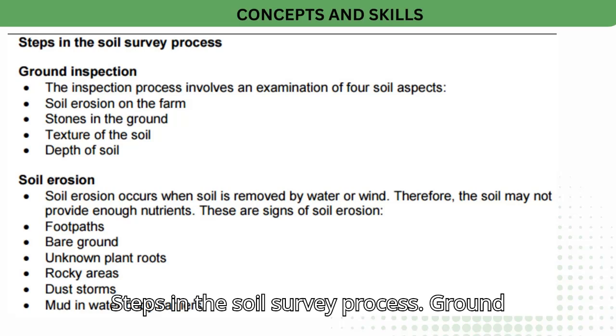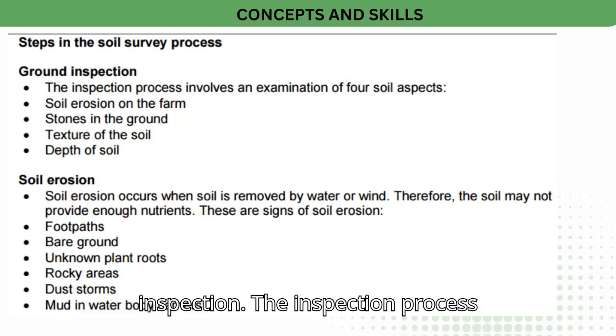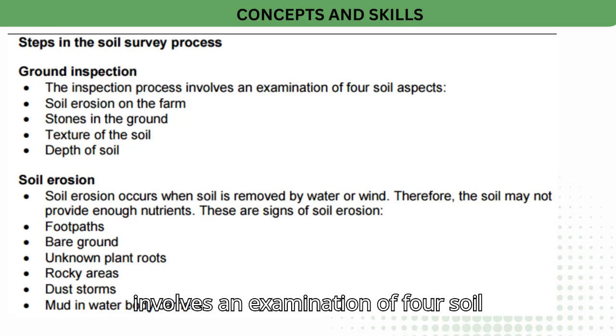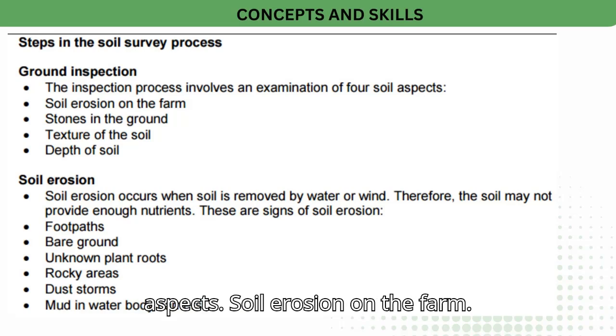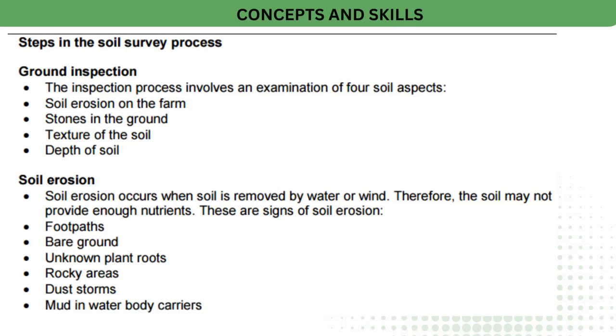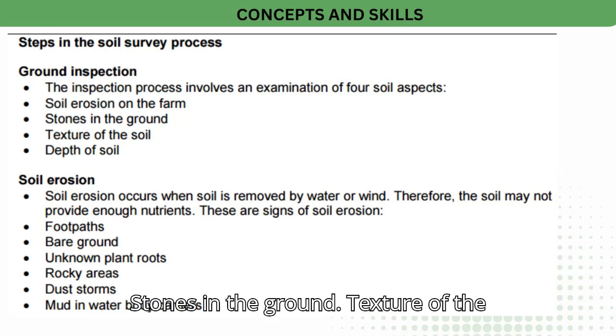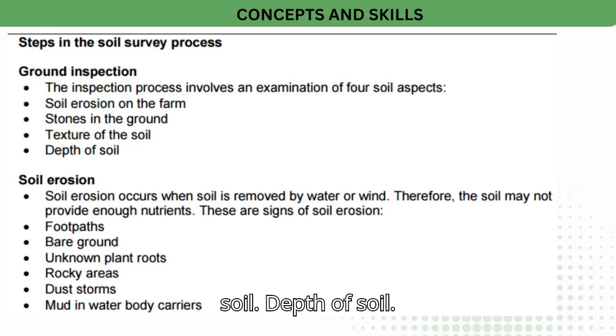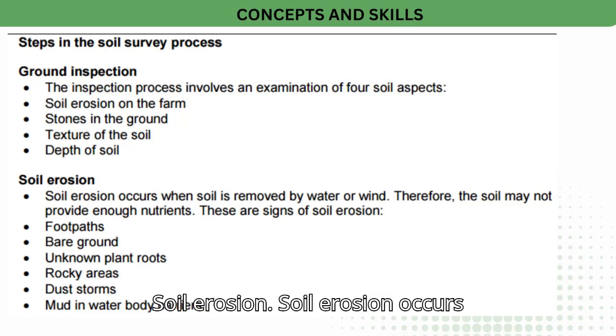Steps in the soil survey process. Ground inspection. The inspection process involves an examination of 4 soil aspects: soil erosion on the farm, stones in the ground, texture of the soil, and depth of soil.